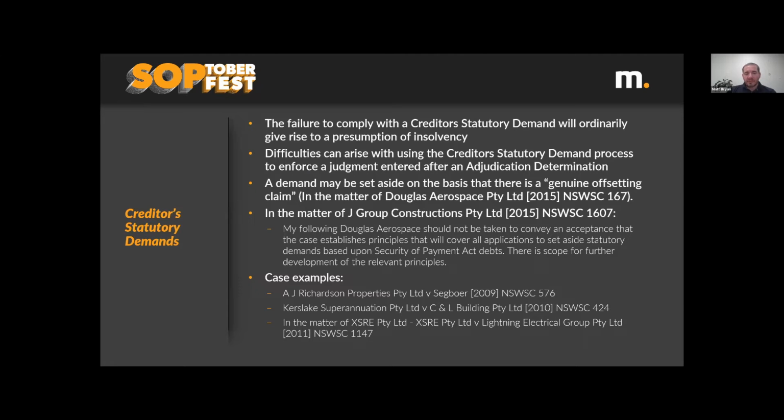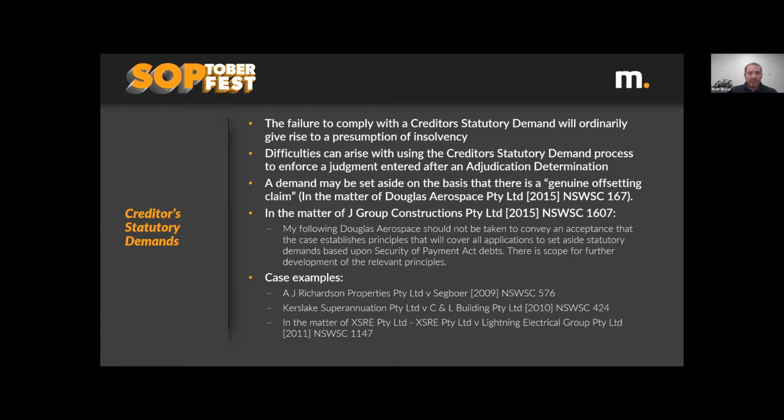And you see on the screen a reference to a case in the matter of Douglas Aerospace, a 2015 case in the Supreme Court. That's authority for the principle that a demand can be set aside if there is a genuine offsetting claim, and it was reinforced in another 2015 decision, J Group Constructions. And just to better illustrate what we're talking about, to give some practical examples, you see there's a few cases that are referred to on the bottom of the slide there.